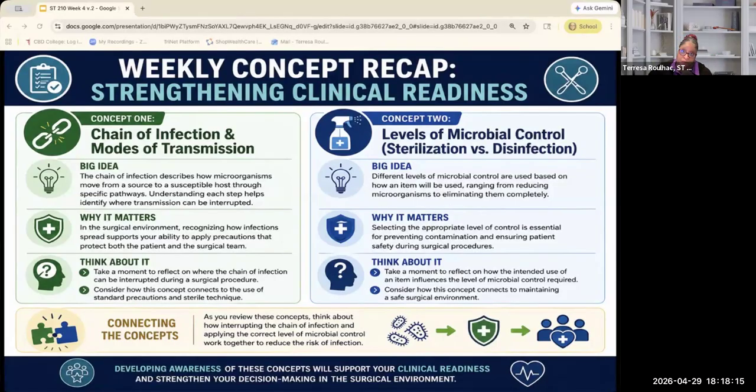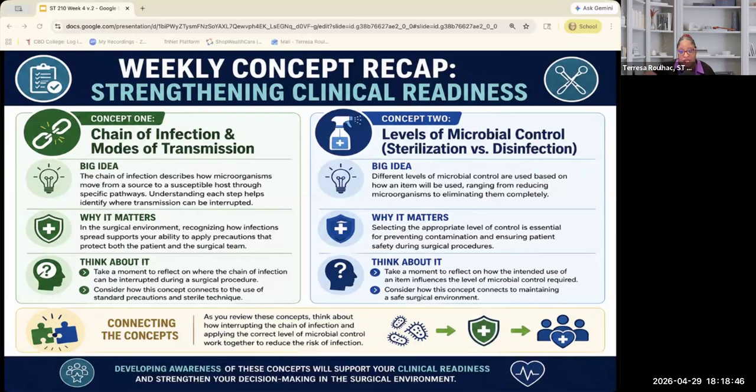So on your midterm, do not rush. Pause, ask, what is this question really asking me? Is this about stopping the spread or choosing a level of control? If you slow down and think this way, your answers will improve. I promise.